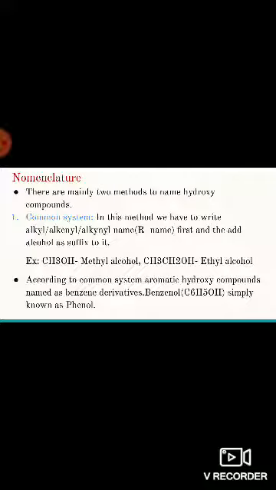Here, the hydroxy compound derived from benzene is generally known as benzenol, benzene plus ol, benzenol. This benzenol is generally considered as phenol. So, in the case of aromatic hydroxy compounds, the compounds are named as derivatives of benzene or derivatives of the other arene compounds. Okay, fine.